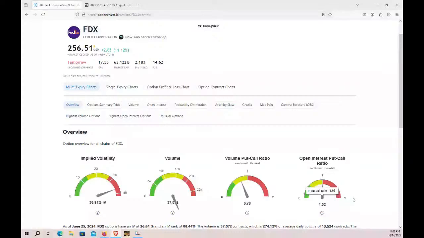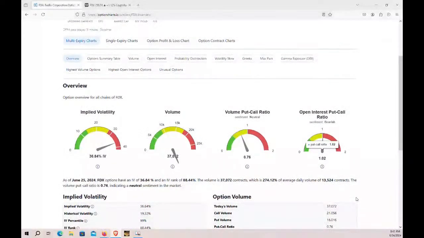So I believe, and I've been looking at this every time, every time it shows me a neutral on the volume, it's a neutral sentiment in the market. So sometimes the bearish on open interest sometimes hits more at this point, but we'll see tomorrow after the earnings. Right now we did this.